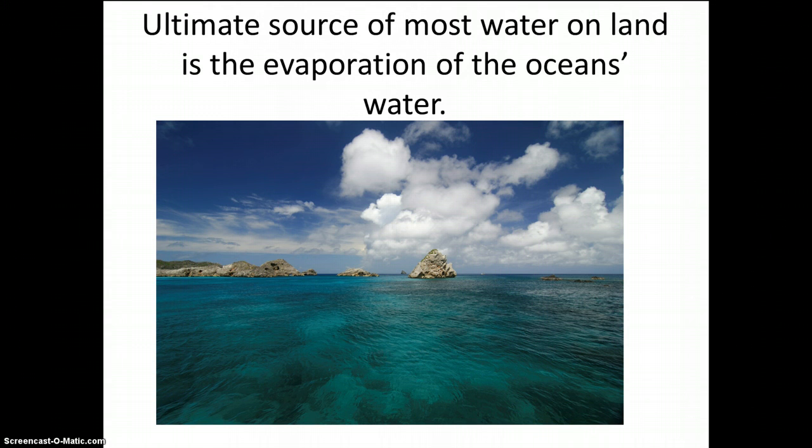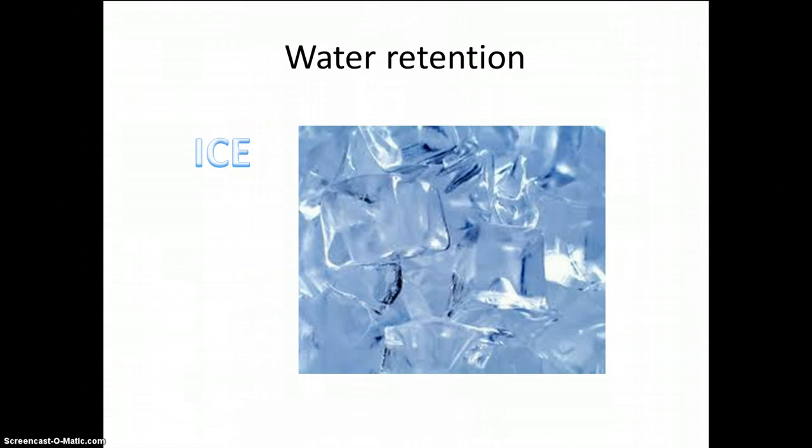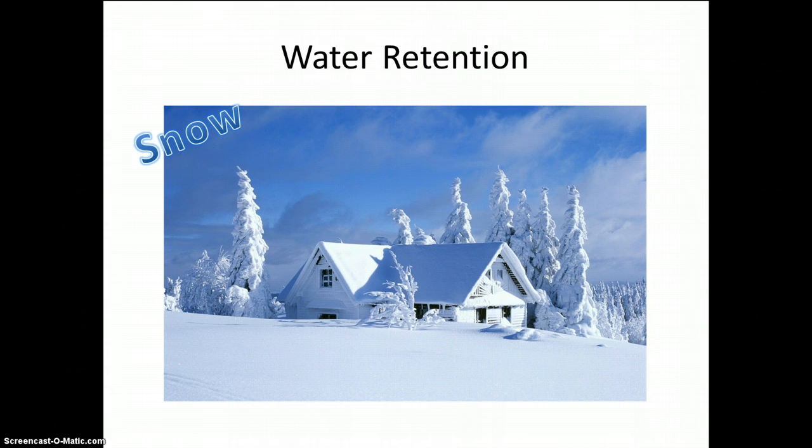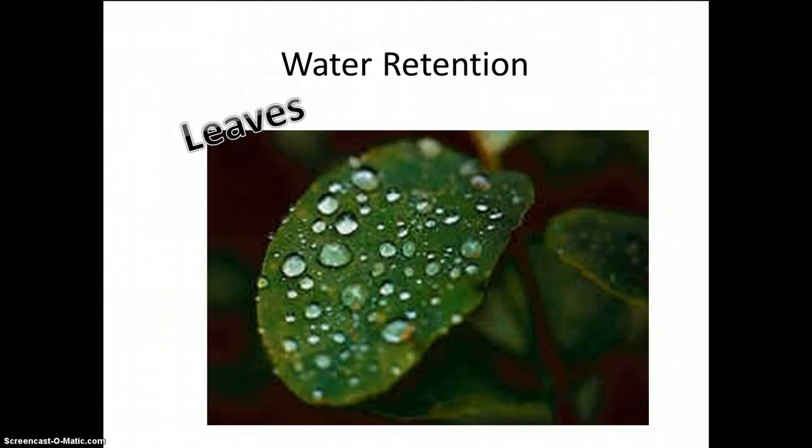When precipitation falls on the land, 4 things can happen to it. Precipitation can be stored or retained on the land surface as ice or snow. Water can also be retained on the leaves of trees and other plants. I'm sure you've seen this water retention before.